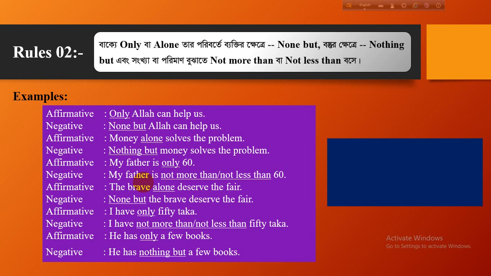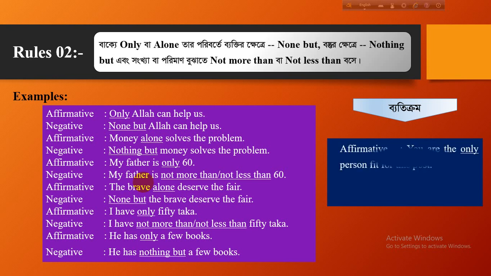So dear student, let's come to the exception. What will be the exception? The sentence is: You are the only person fit for the post. The change will be: No other person but you is fit for this post. In that case, there is an exception. Instead of only, we can use no other plus person plus but.